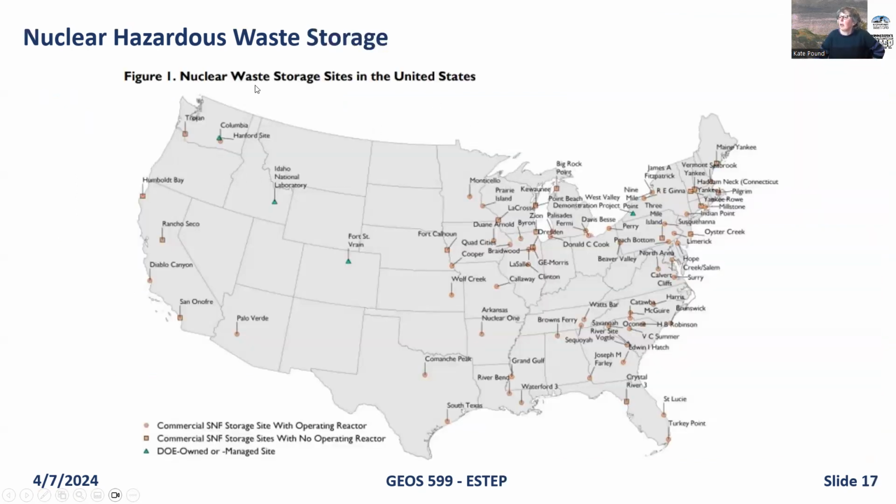So what this is showing is the nuclear waste storage sites in the US. So the green triangles, which are few and far between, are the Department of Energy owned or managed nuclear waste storage sites. So Washington State, Idaho, then we come down here to Kansas, and then we go into Western Pennsylvania. And that is it. Otherwise, material ends up being stored on site.